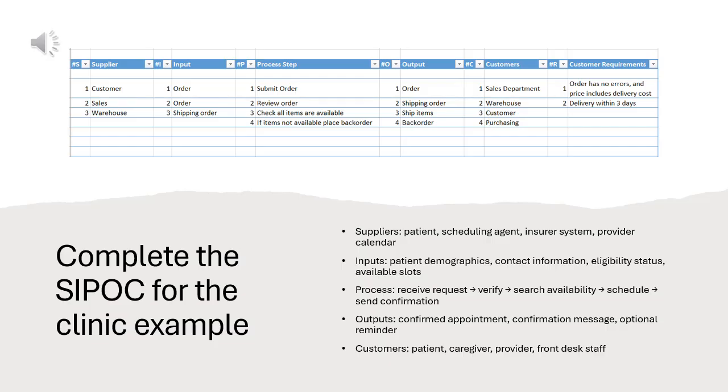Process includes receive request, verify, search availability, schedule, and send confirmation. Outputs include confirmed appointment, confirmation message, and optional reminder. Customers include patient, caregiver, provider, and front desk staff.